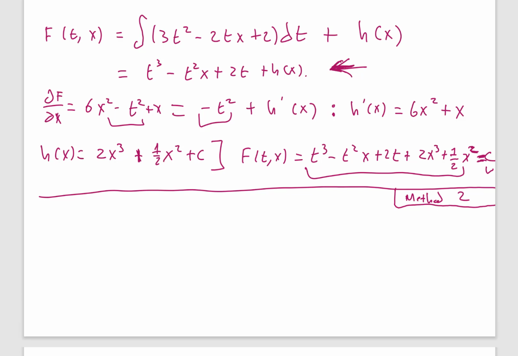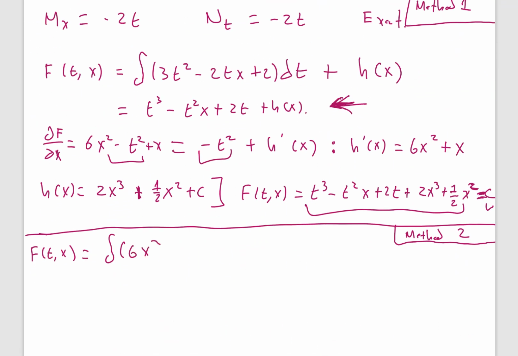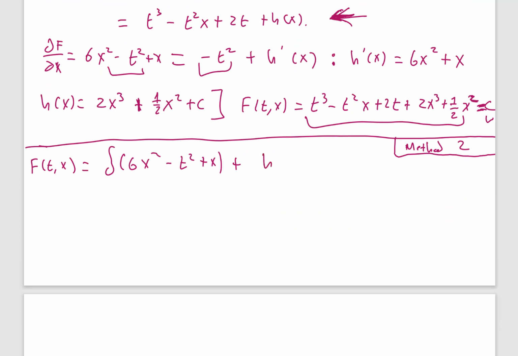Okay, so method 2, instead of taking the antiderivative of m with respect to t, we can take the antiderivative of n with respect to x. So n is 6x squared minus t squared plus x. And now if we're taking the antiderivative with respect to x, we need to add an unknown function of t. So the antiderivative of 6x squared with respect to x is 2x cubed. The antiderivative of minus t squared with respect to x is minus x t squared. The antiderivative of x with respect to x is x squared over 2, and then plus our arbitrary function of t.